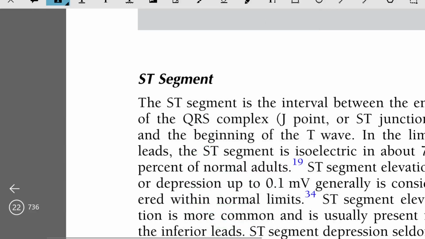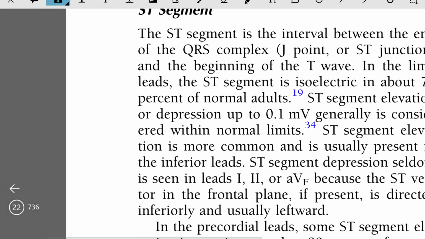So what is ST segment? ST segment is an interval between the end of the QRS complex, that is the J point or the ST junction, and the beginning of the T wave. In the limb leads, ST segment is isoelectric in about 75% of normal levels, and ST segment elevation or depression up to 0.1 millivolts generally is considered within normal limits.